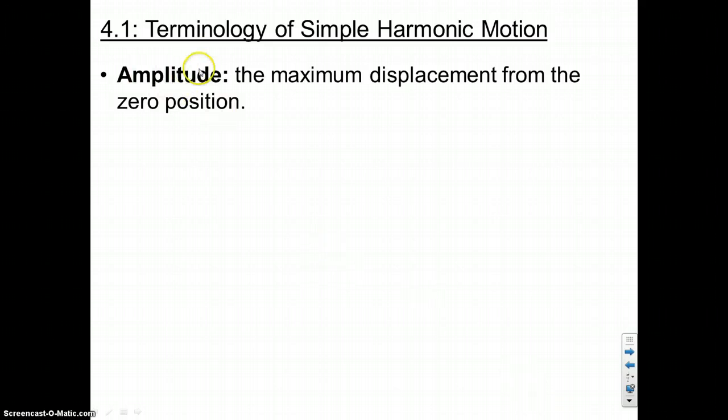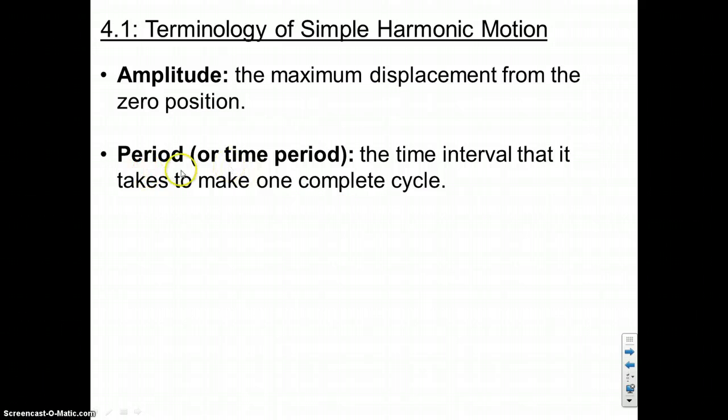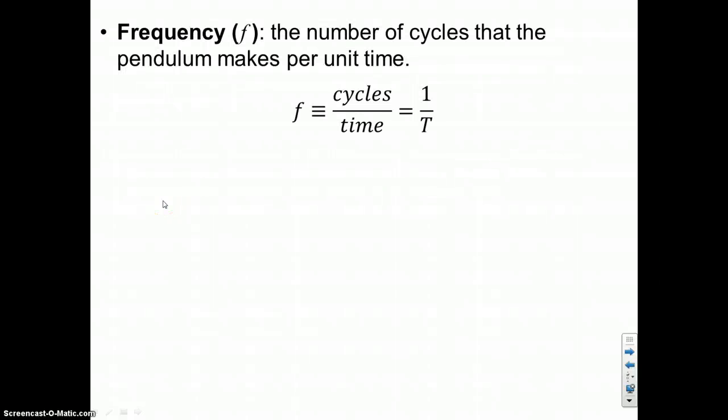So an amplitude, this is an important term, is simply the maximum displacement from the zero position. Okay? The period, which is also called the time period sometimes, is the interval of time that it takes to complete one full cycle. Now frequency is the number of cycles that the pendulum or the bob makes per unit of time.